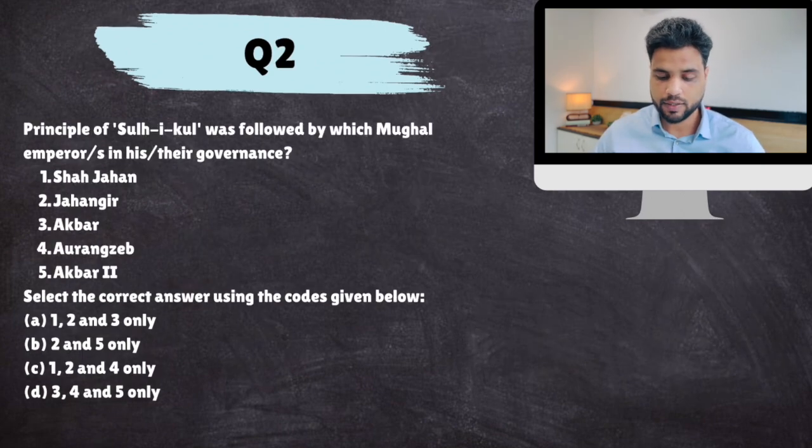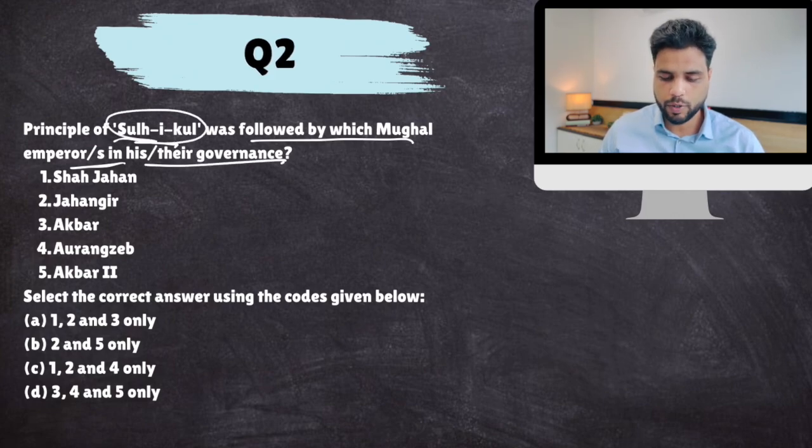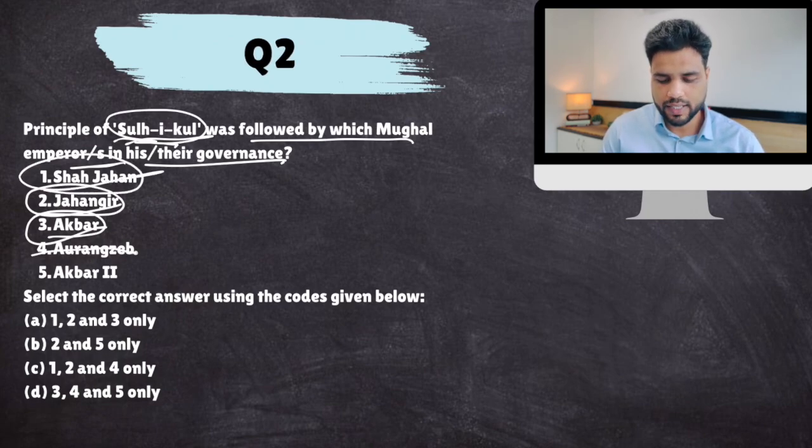Next. The principle of Sulh-e-Kul was followed by which Mughal emperor in their governance? Now, what is the principle of Sulh-e-Kul? The principle of Sulh-e-Kul is universal tolerance, religious tolerance. Who followed this principle? This principle was started by Akbar. Jahangir followed it. Shah Jahan followed it. Aurangzeb abandoned it. Aurangzeb basically imposed jizya also, all these things. So it was not Sulh-e-Kul.